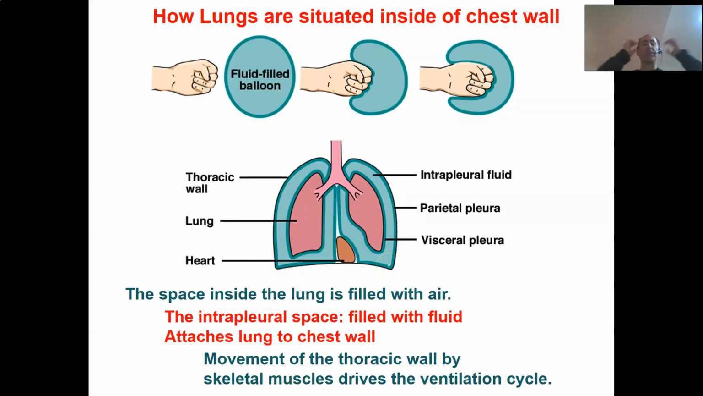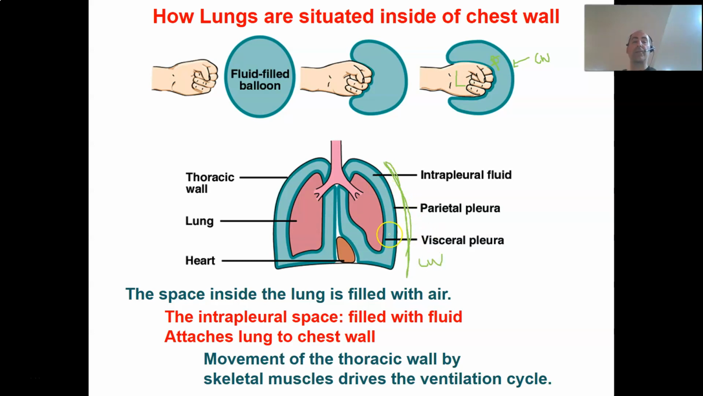Here's another example describing the pleura and the relationship between the lungs and the chest wall. If you take a fluid-filled balloon and push your fist into it, the fist represents the lungs. This is the pleural space, and this outside area represents the chest wall. Here you have the parietal pleura. Imagine that the chest wall is here.